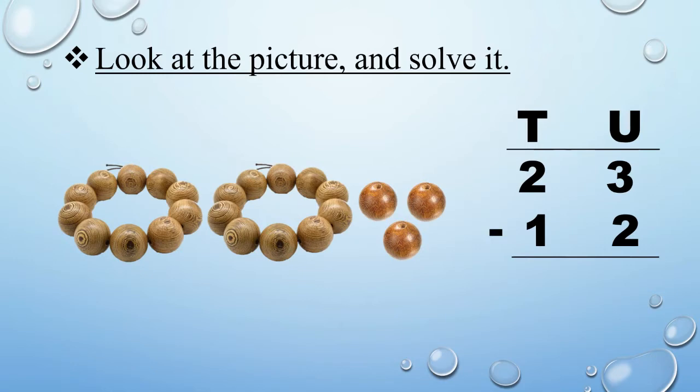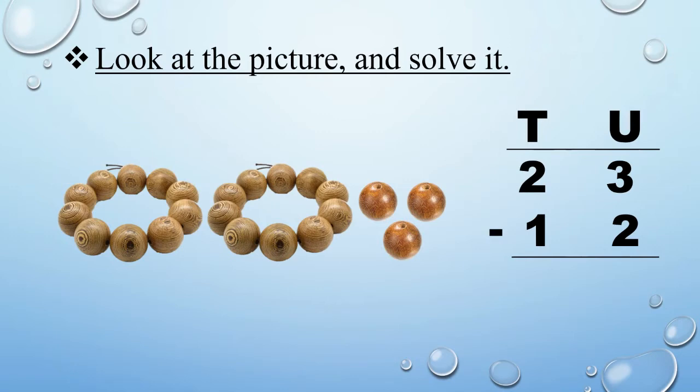So how many separated beads are here? 1, 2, 3. Separated beads are called units. And what about the bundles of beads here? How many bundles of beads are here? 2, right? 1 and 2. In one bundle, how many beads are there? Let us count that. 1, 2, 3, 4, 5, 6, 7, 8, 9, 10. So both the bundles have 10 beads, which means there are 2 tens here, and the separated ones are extra beads. They are called units here.